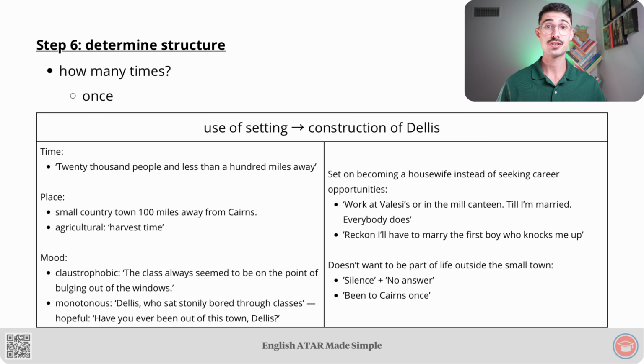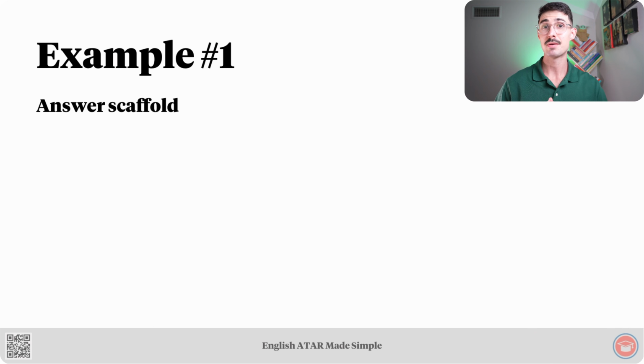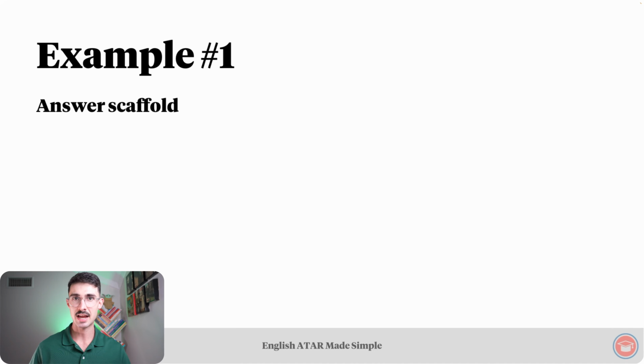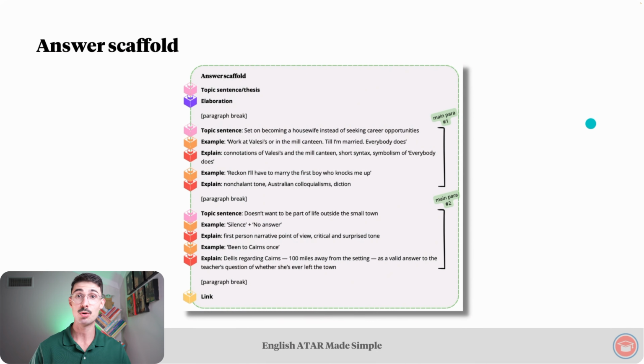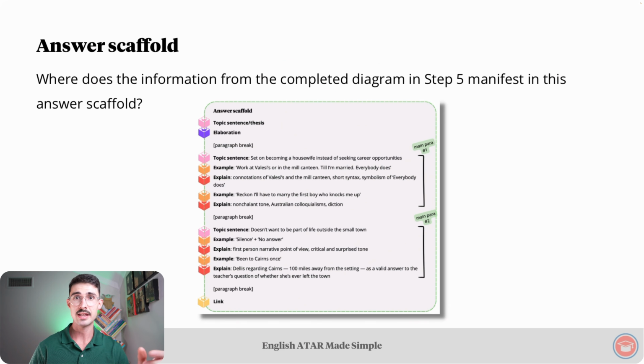It will shift focus from set on becoming a housewife instead of seeking career opportunities to doesn't want to be part of life outside the small town. So that is step number 6 done. Here is an answer scaffold that represents how we can use all the information from our completed diagram in an actual response. Pause the video now and have a closer look at this scaffold in the PDF study notes. The main thing to look for is where the information from the completed diagram in step 5 of the planning steps appears in this scaffold. Try and connect the dots.